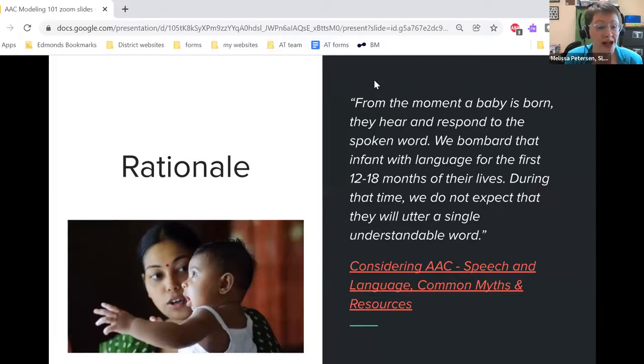So why would we do this? Here is the rationale. This is a quote. The source of it is linked right below it from a journal article several years ago. From the moment a baby is born, they hear and respond to the spoken word. We bombard that infant with language for the first 12 to 18 months of their lives. During that time, we do not expect that they will utter a single understandable word.